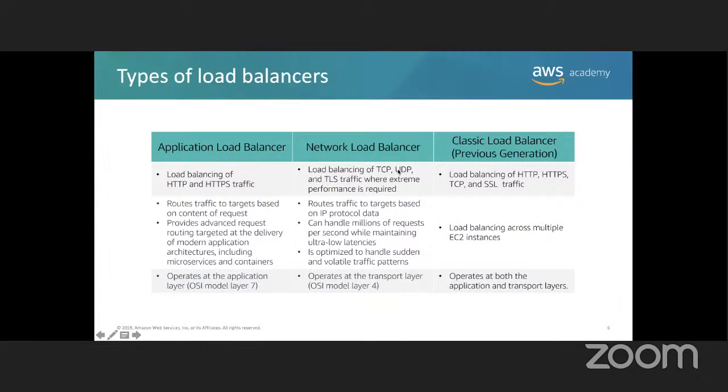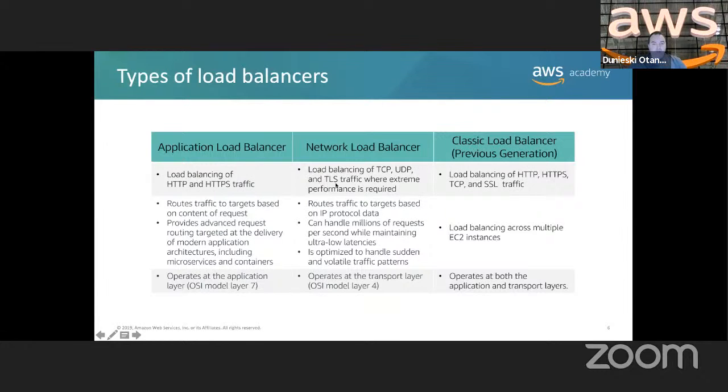Either TCP or UDP, and also TLS. It's based on that. And this is based on the content of the request. This one will provide advanced request routing targeted at the delivery of modern application architecture, including microservices and containers. So this is a tough guy as well. This also has port forwarding, so you can forward the traffic to a different port.